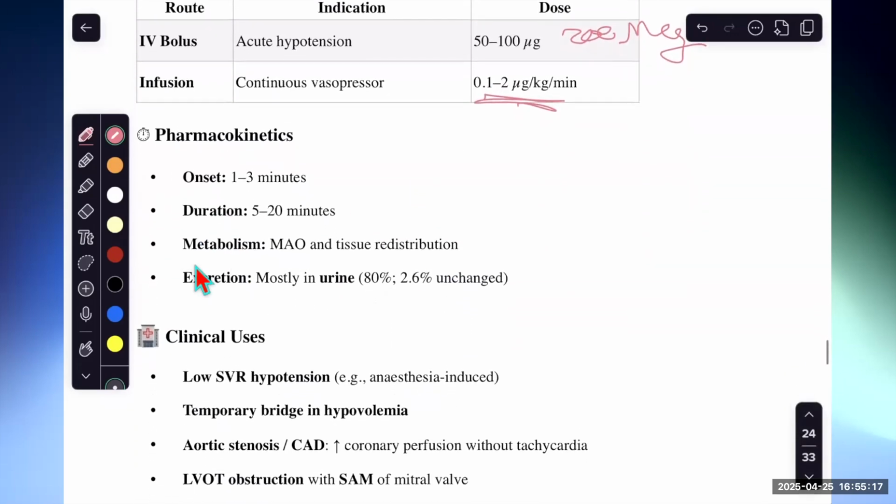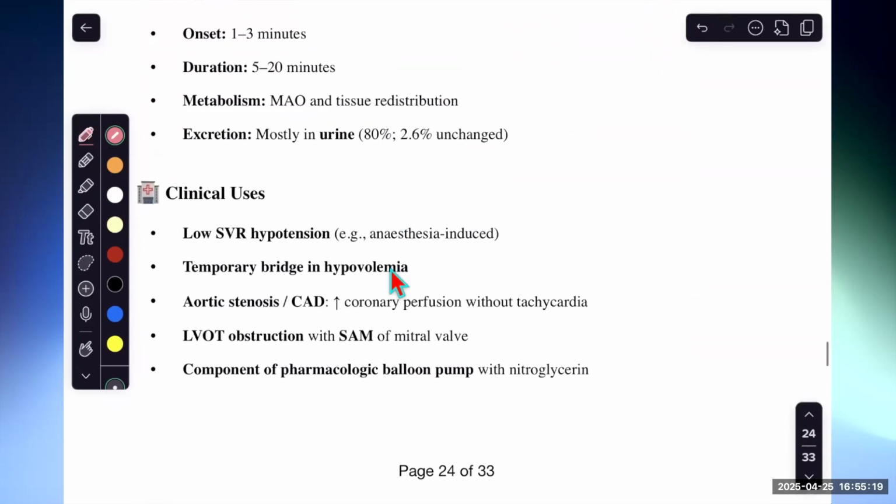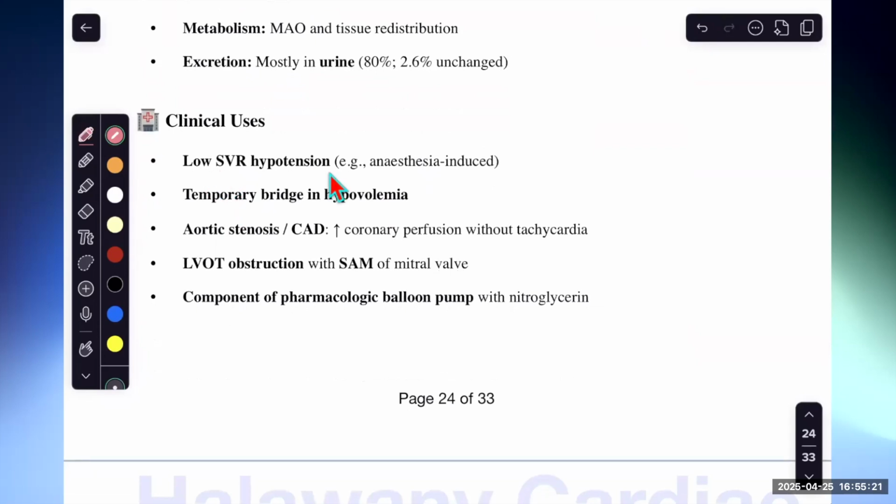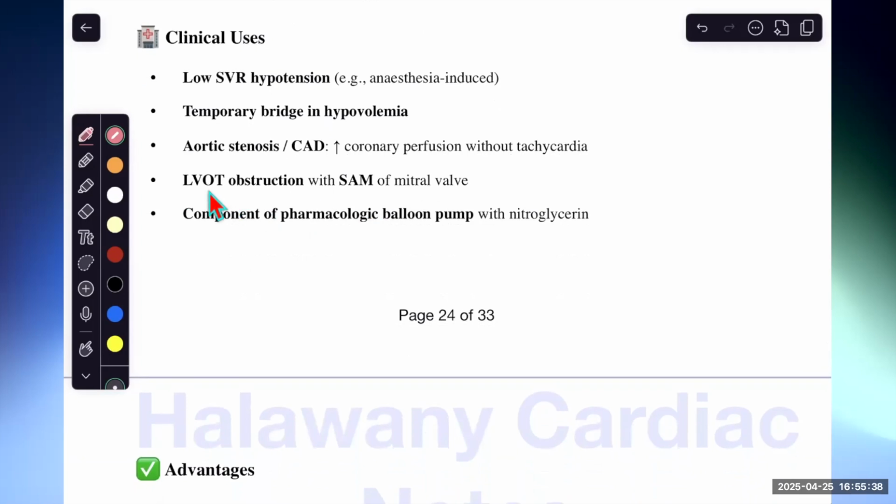Very nice onset and good duration. All of this nonsense, don't care. Low SVR, we are using it as I said. Temporary bridge, sorry. Aortic stenosis: usually it's very nice to use it with patients with aortic stenosis because it will increase the MAP, increase perfusion without tachycardia. LVOT obstruction with SAM, it's excellent, and we will know why when we speak about that. Component of a pharmacological balloon pump with nitroglycerin.